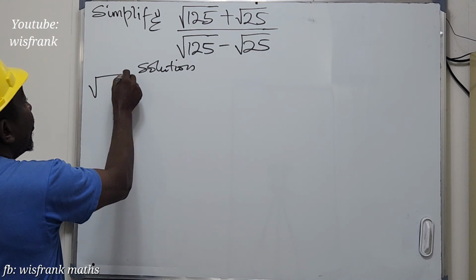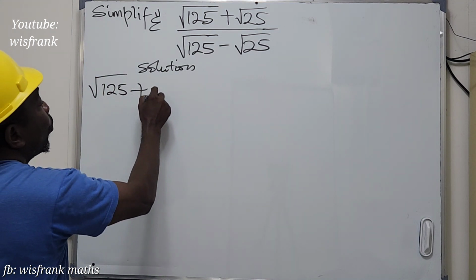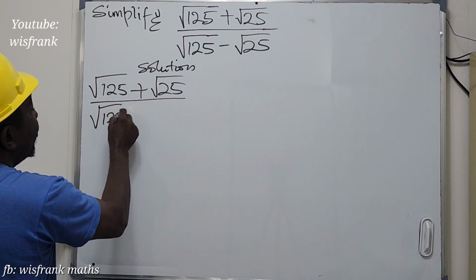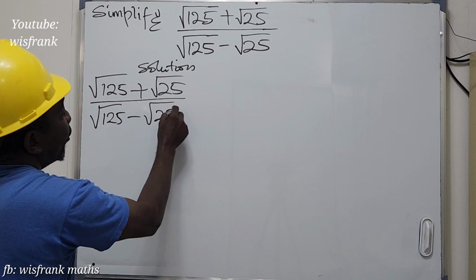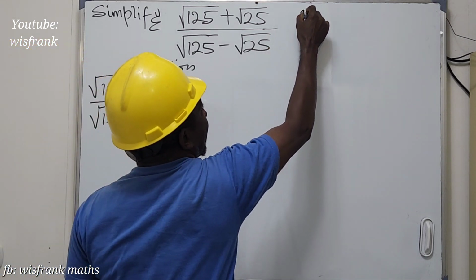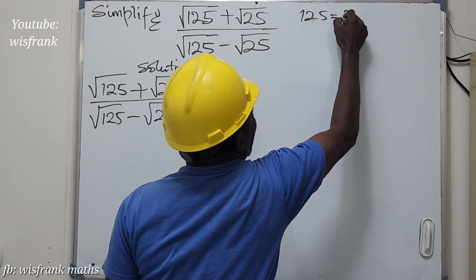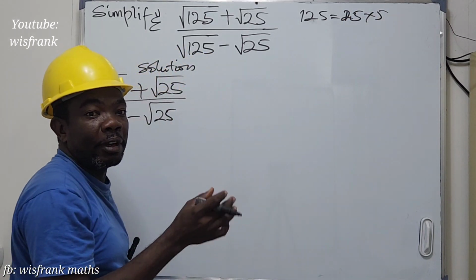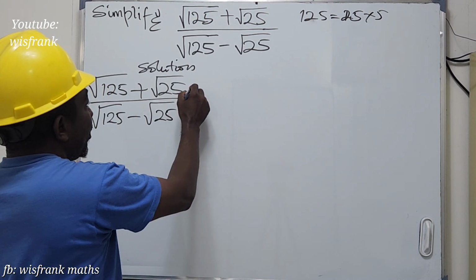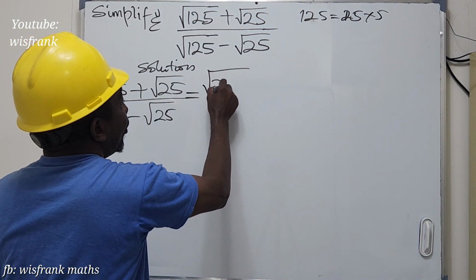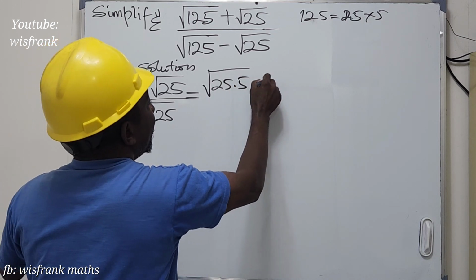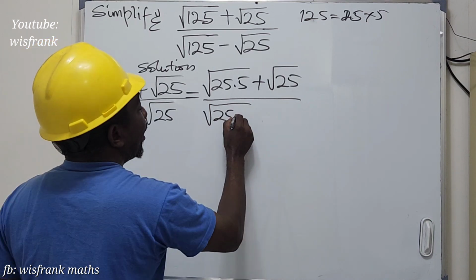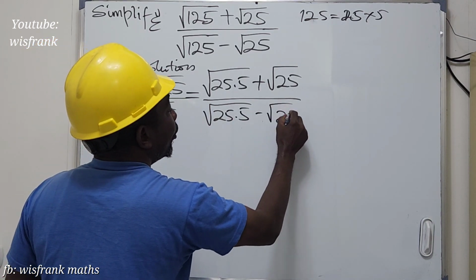So we are given the square root of 125 plus the square root of 25 all over the square root of 125 minus the square root of 25. In this case, we all know that 125 equals 25 times 5. So we are going to replace 125 with 25 times 5, and the whole expression becomes the square root of 25 times 5 plus the square root of 25, all over the square root of 25 times 5 minus the square root of 25.